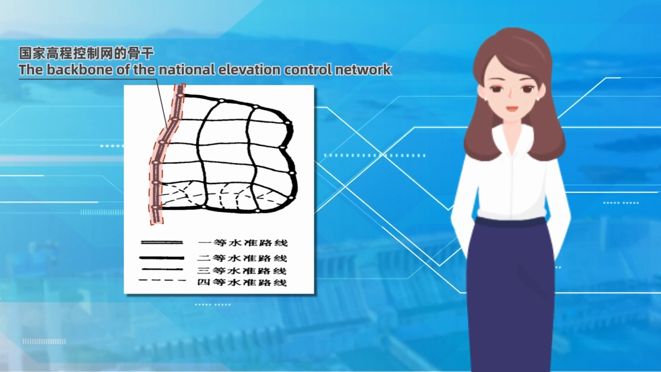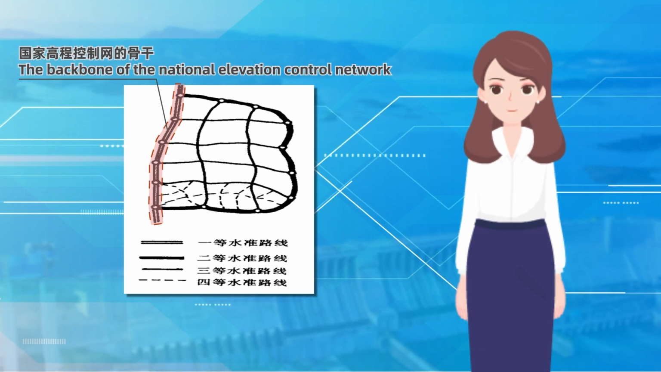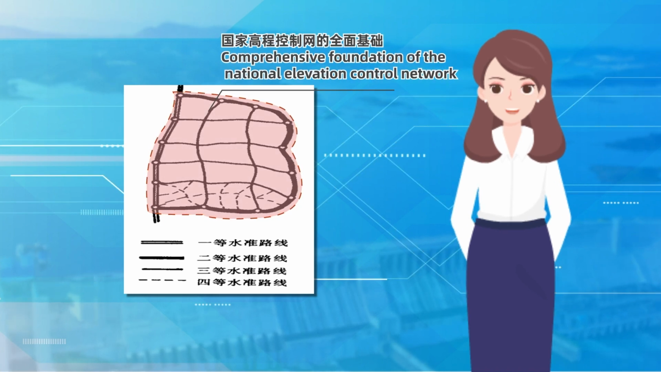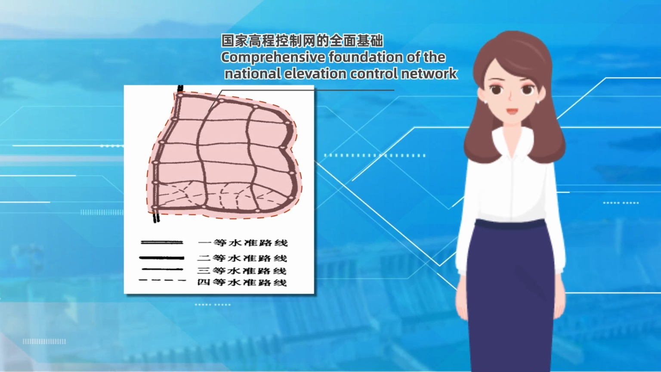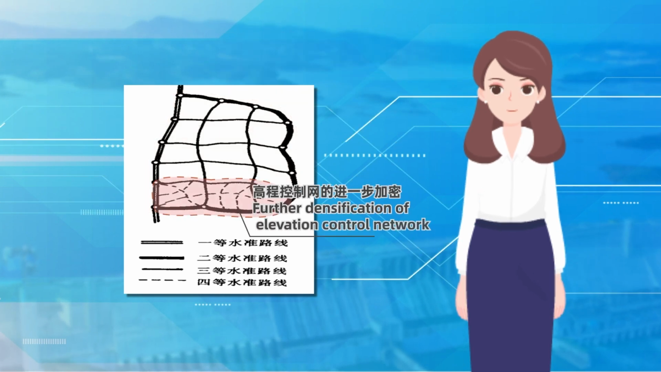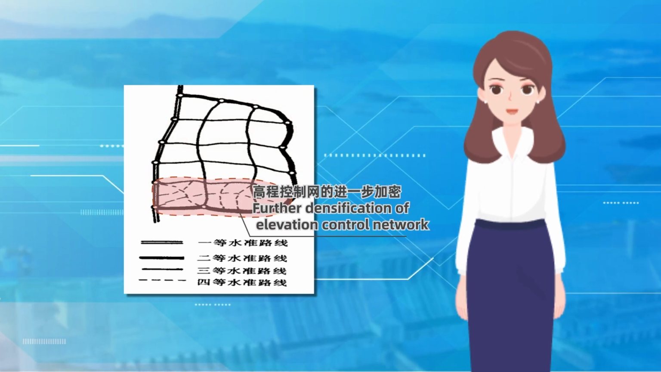The first leveling network is the backbone of the National Elevation Control Network. The second leveling network is laid within the first leveling ring, which is the comprehensive basis of the National Elevation Control Network. The third and fourth leveling networks are further encrypted.